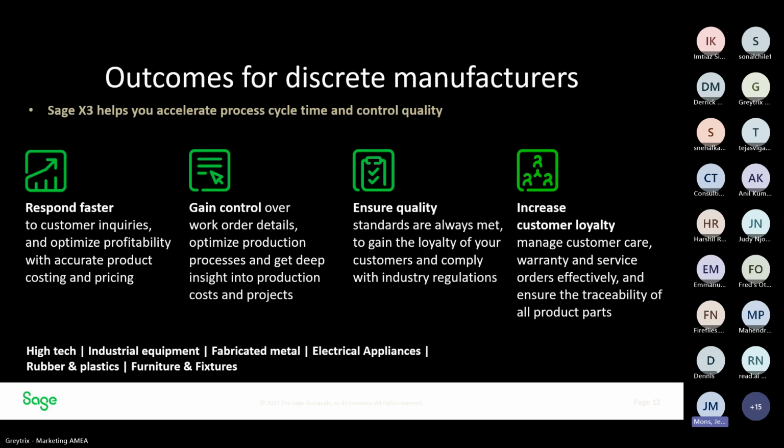You gain control because there is full visibility from the time that the customer makes an inquiry to the time that the product is actually manufactured and processed and shipped off to the customer. This gives you full insight through that entire production costing process.